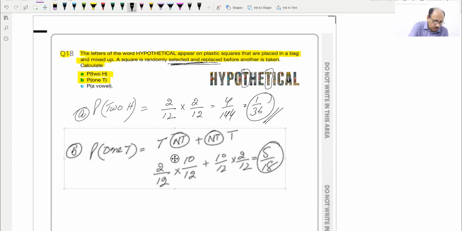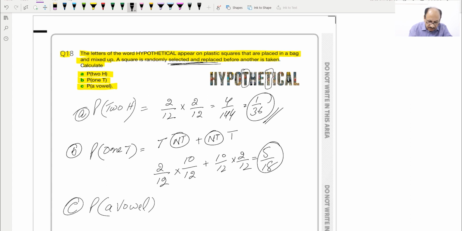Now we can go through the next C part. C part says probability of a vowel. So vowels are which letters? Probability of a vowel.